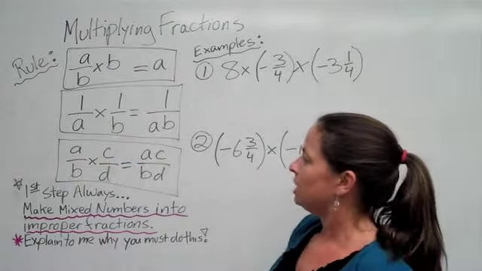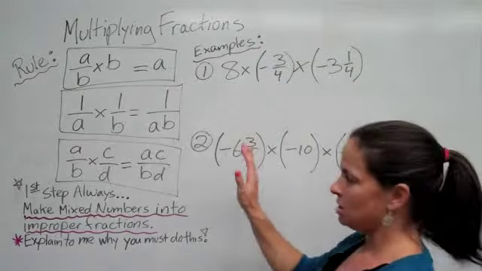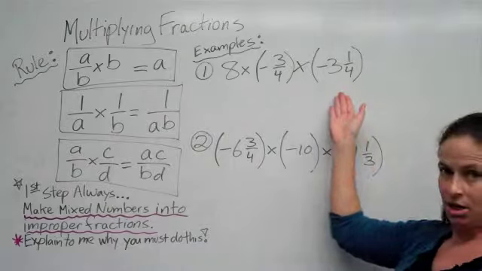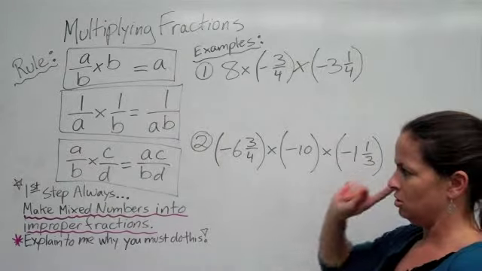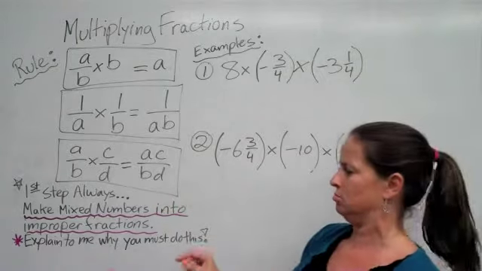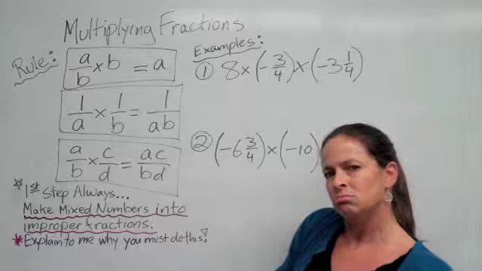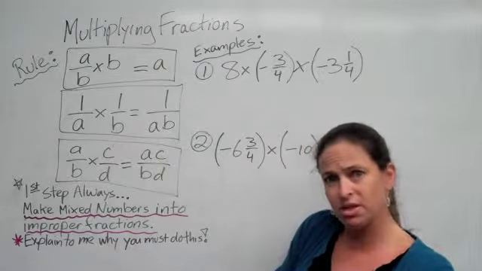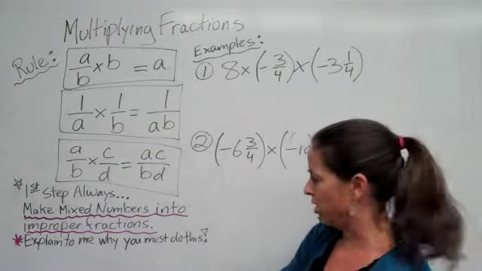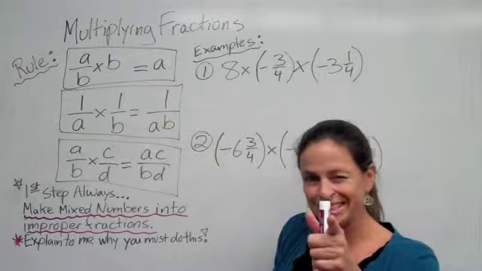Okay? Now, first step when multiplying fractions: if you have a mixed number, for example, -3 1/4, you must make the mixed number into an improper fraction. Explain why you think you must do this. Take a moment. Pause the video. Explain to me in a few sentences why you must do this. Pause.